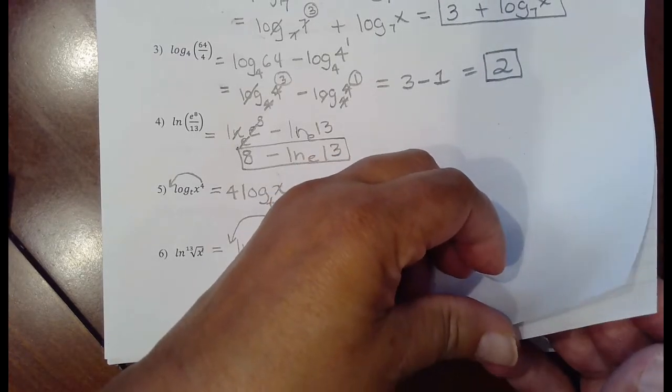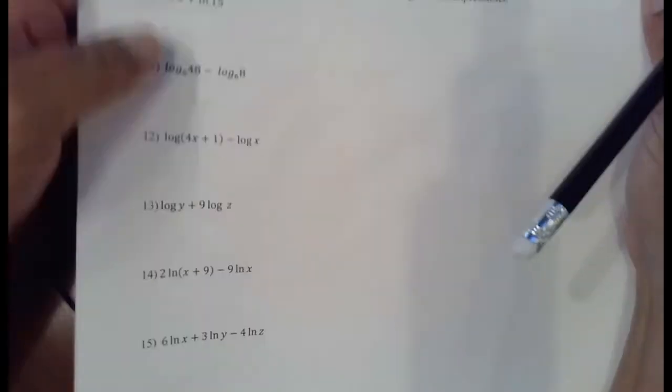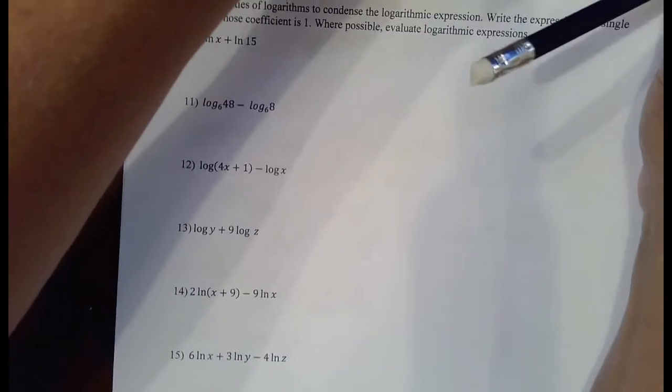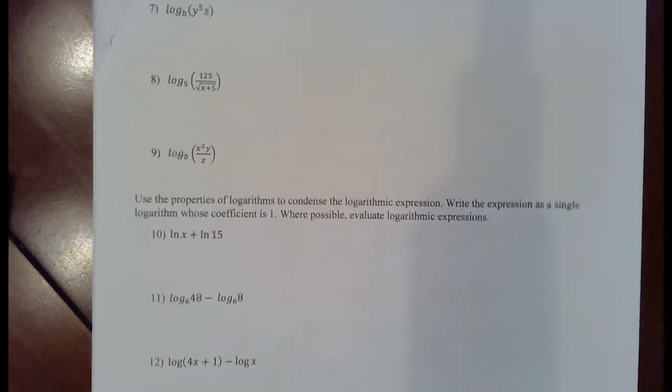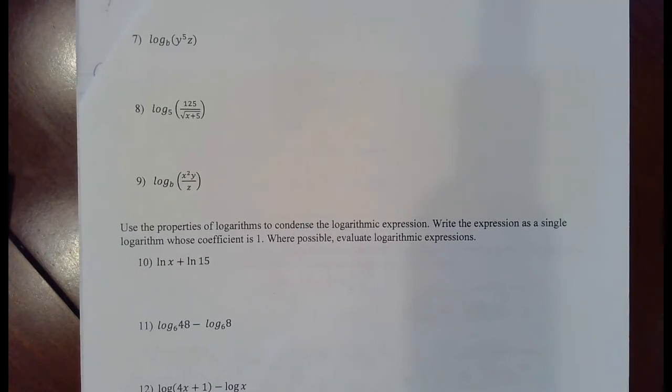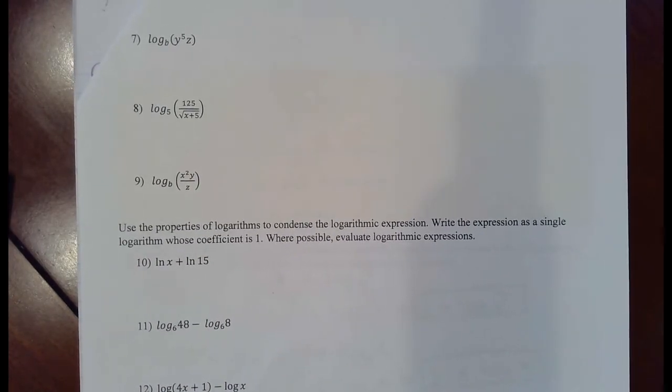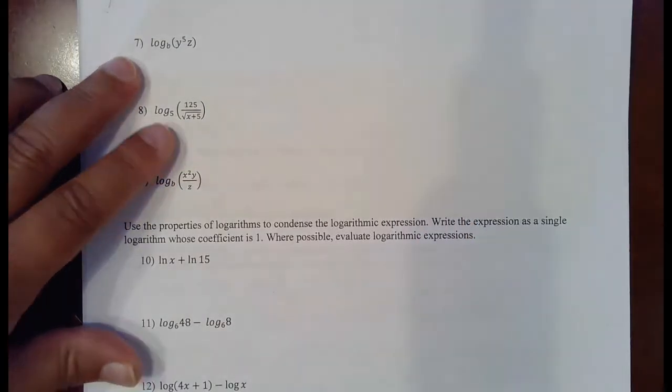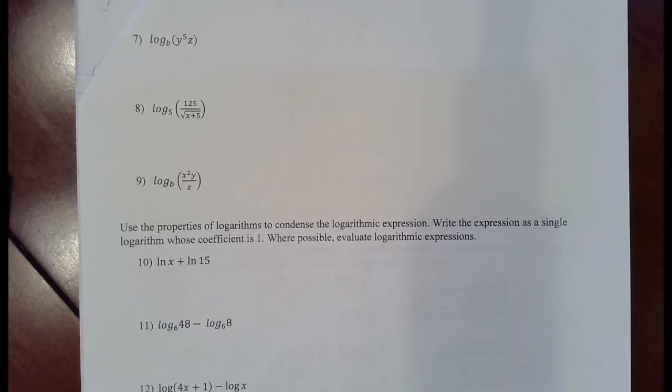Okay, moving to the second page. Okay, we're still in problems 1 through 9. Those are all expansion problems. They're already in their condensed form, where it's just a single log. When you're in expanded form, you see the word log multiple times. So here, now we're starting to mix the properties together.